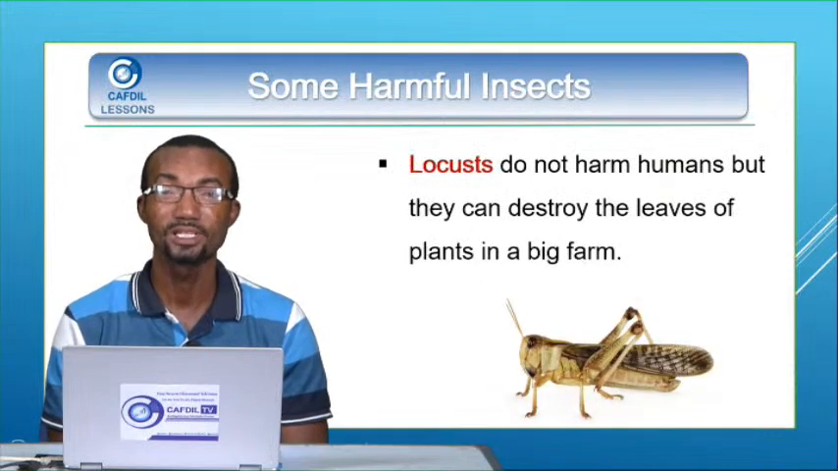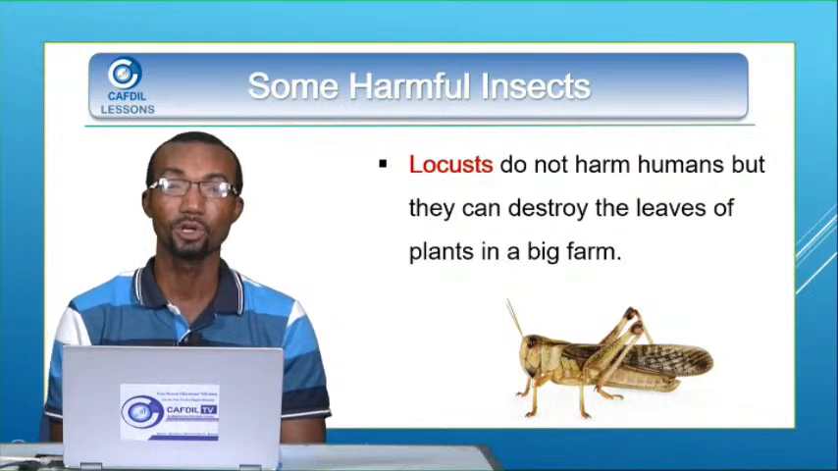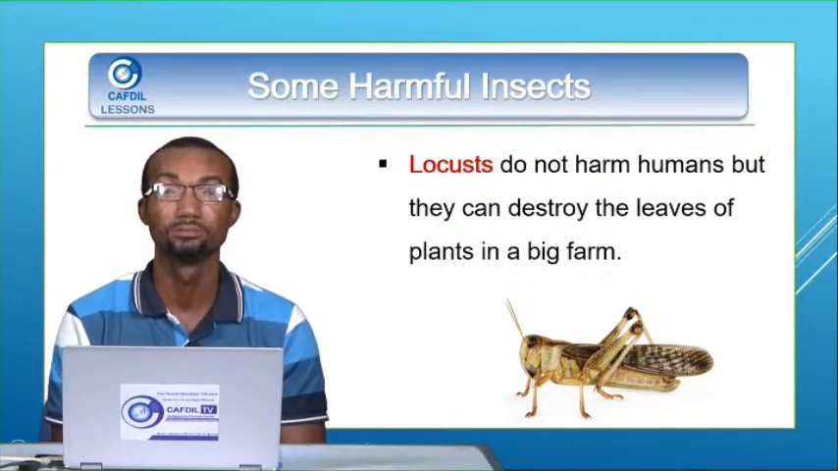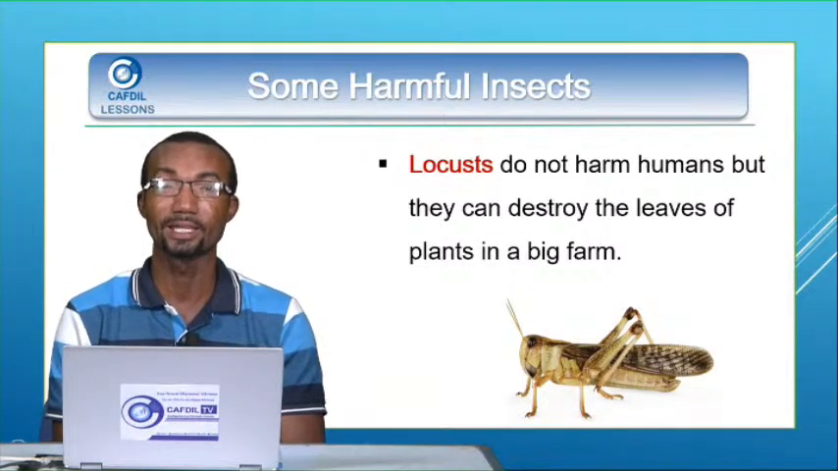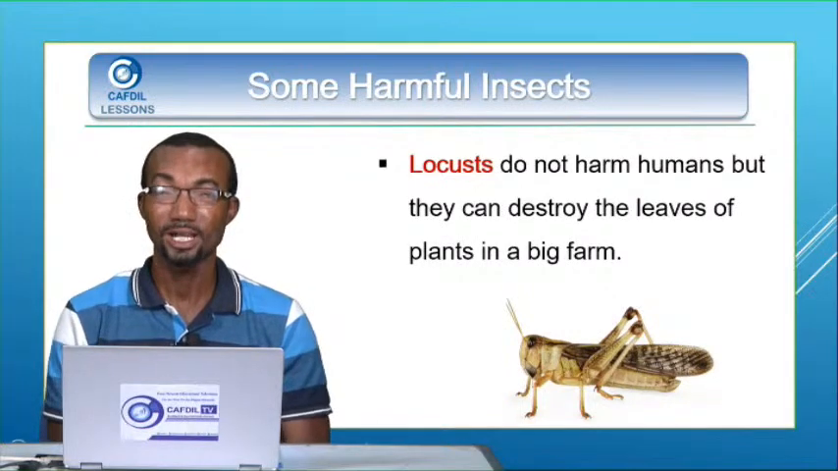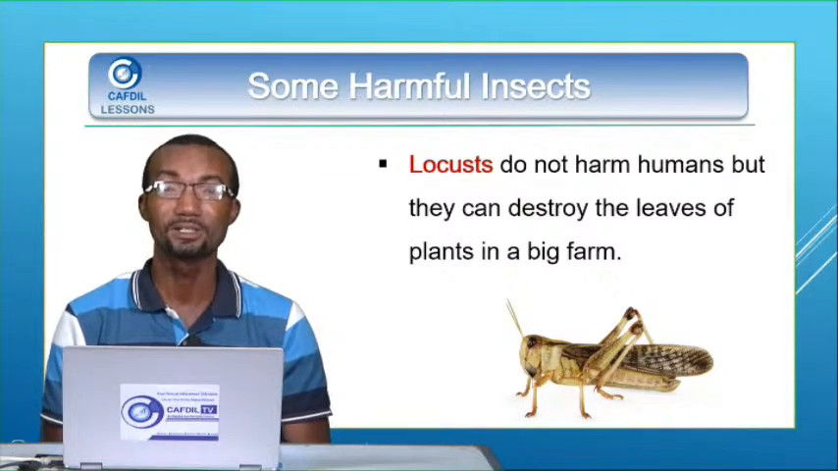Another harmful insect is the locust. We talked about it as a useful insect because they are part of the insects that can be eaten. But here they are again, like the bee, they are also harmful. They are not harmful to humans per se, but they can destroy the leaves of a plant.